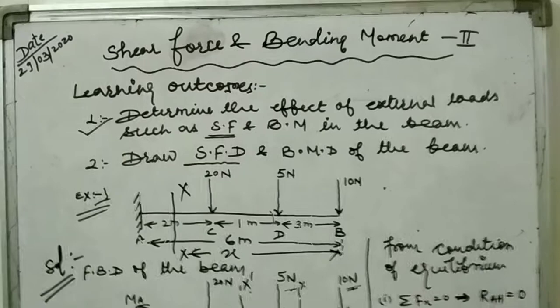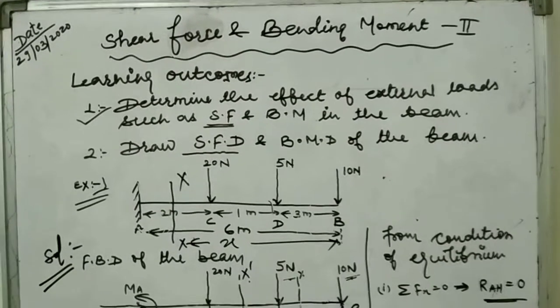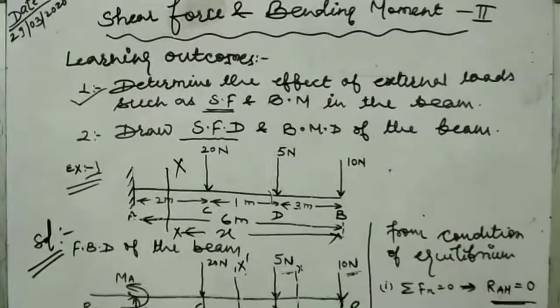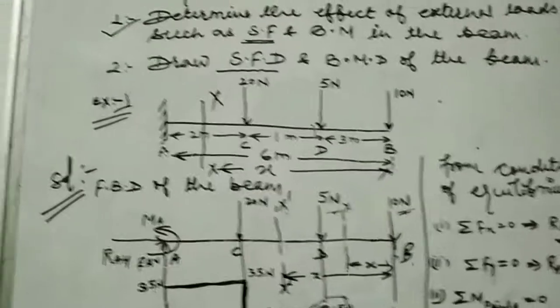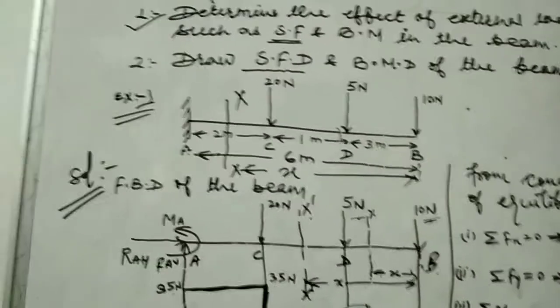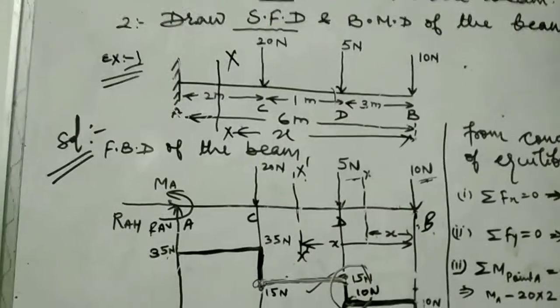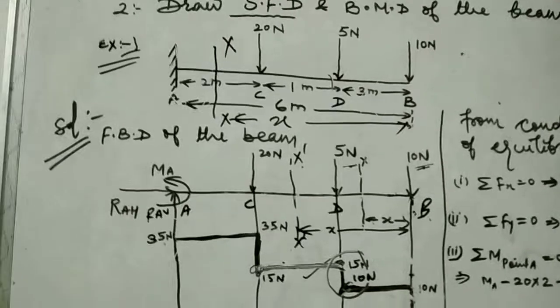Now take an example of a beam to understand the method to draw the shear force diagram. Consider a cantilever beam loaded with the point load as shown in the figure. To draw the shear force diagram, first we have to draw the free body diagram of the beam and then find out the value of reaction forces and reaction moment by using the condition of equilibrium.